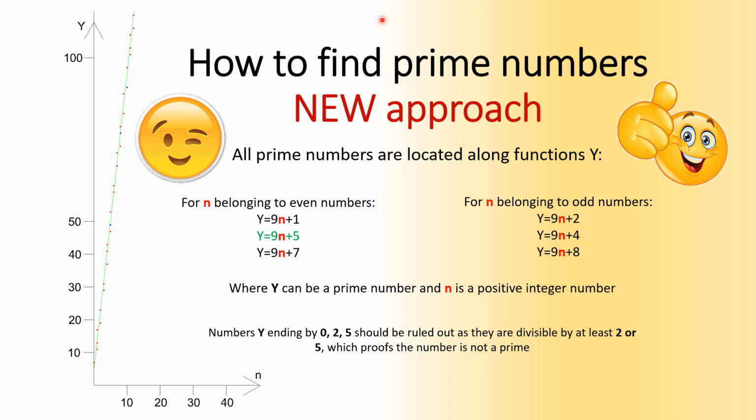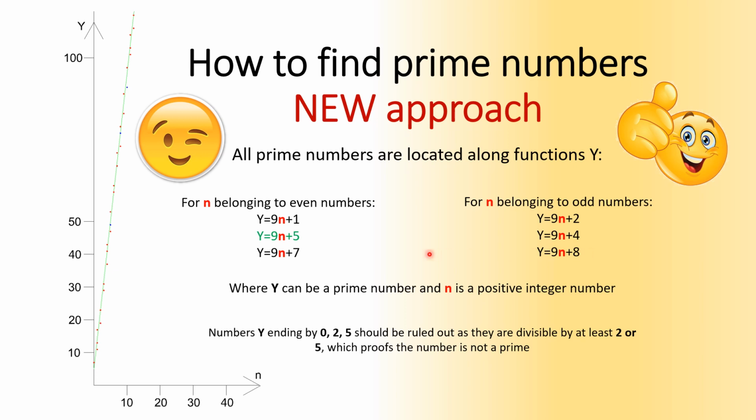I would like to represent how to find prime numbers by a new approach. All prime numbers are located on functions y. For n belonging to even numbers, it can be 9n plus 1, 5, or 7. Even numbers are 2, 4, 6, 8, and so on. For n belonging to odd numbers, it can be 9n plus 2, 4, or 8. Odd numbers are like 1, 3, 5, 7, and so on.